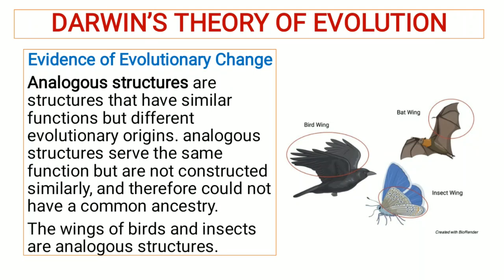Okay, so here you can see in this figure that the wings of birds and bats and the wings of insects are modified for flight. These are the structures that are used for flight, but they do not have a similar evolutionary history. Okay, so the wings of birds and insects are analogous structures.